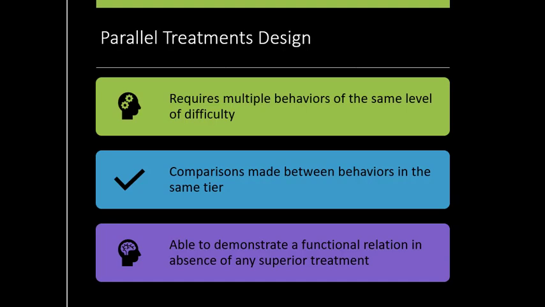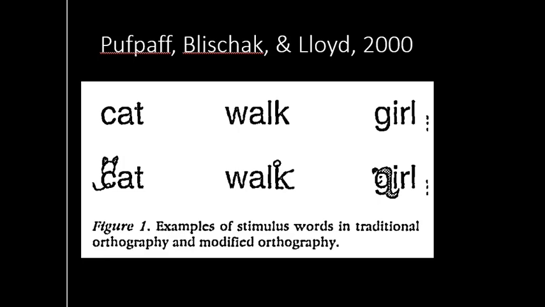The challenge with this design is selecting behaviors. You need 3 or more independent behaviors of equal difficulty and functional equivalence per intervention. That is 6 in total. There are a few examples of this design in print. The one selected here is from 2000.